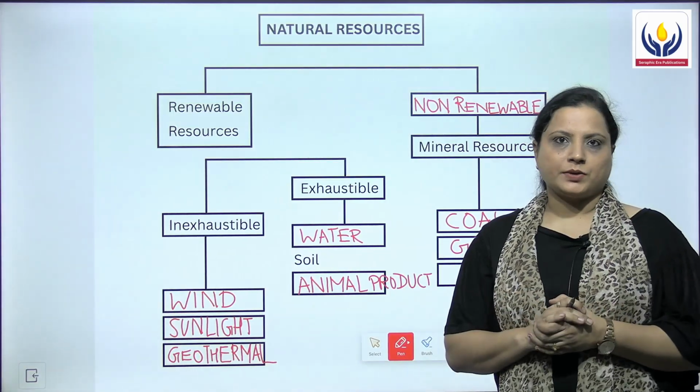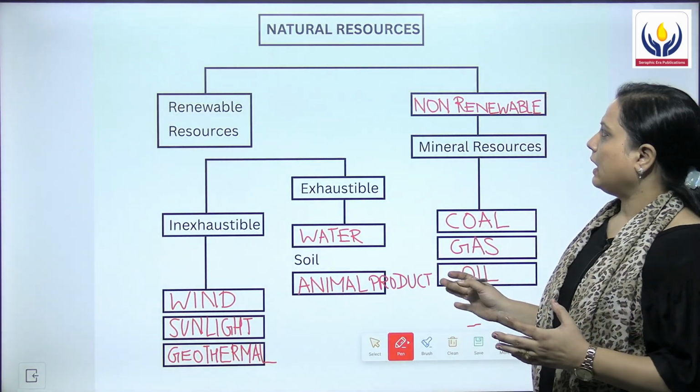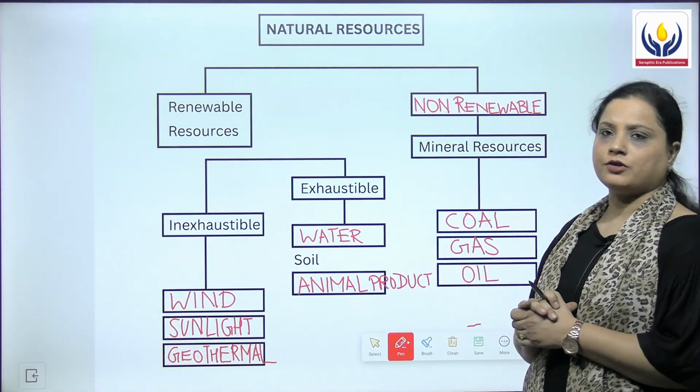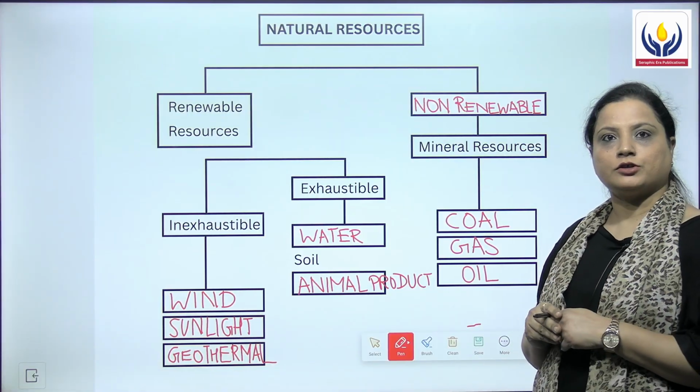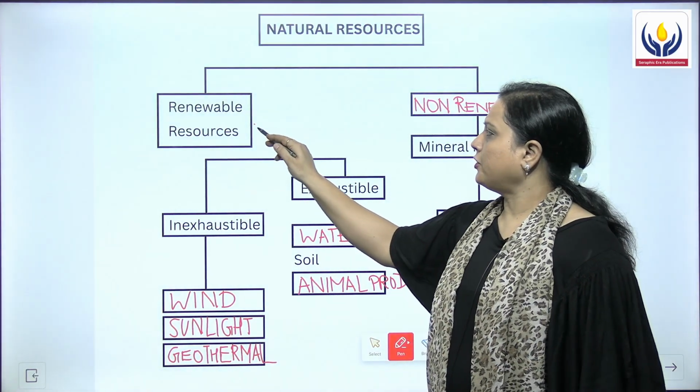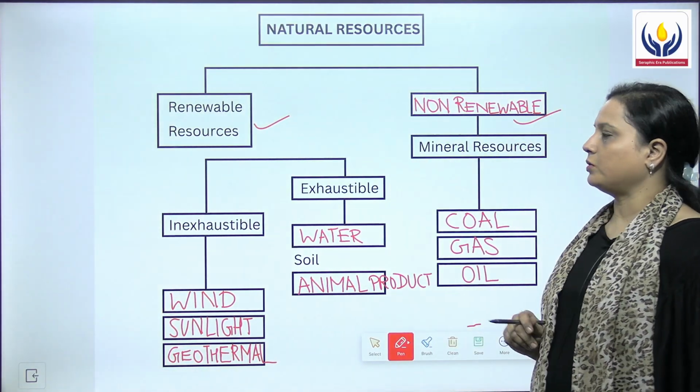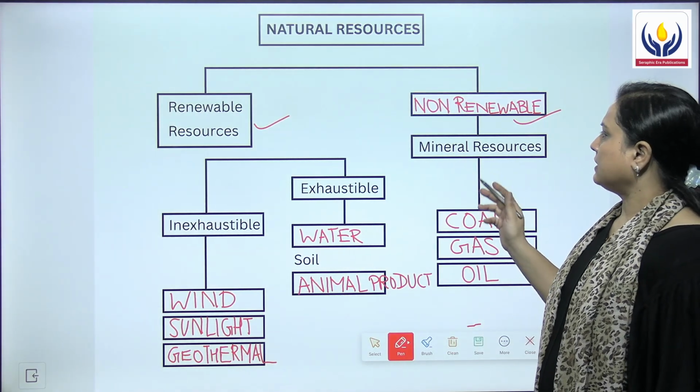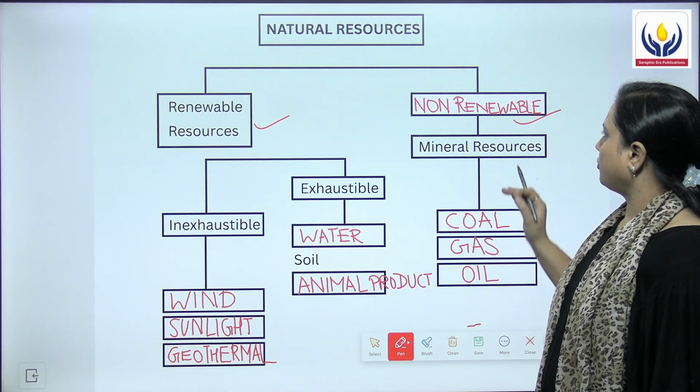So now on the next page we have a table given below, and it says about the natural resources. Now there are two types of resources, that is renewable and non-renewable resources. Let's have a quick look at the non-renewable resources.